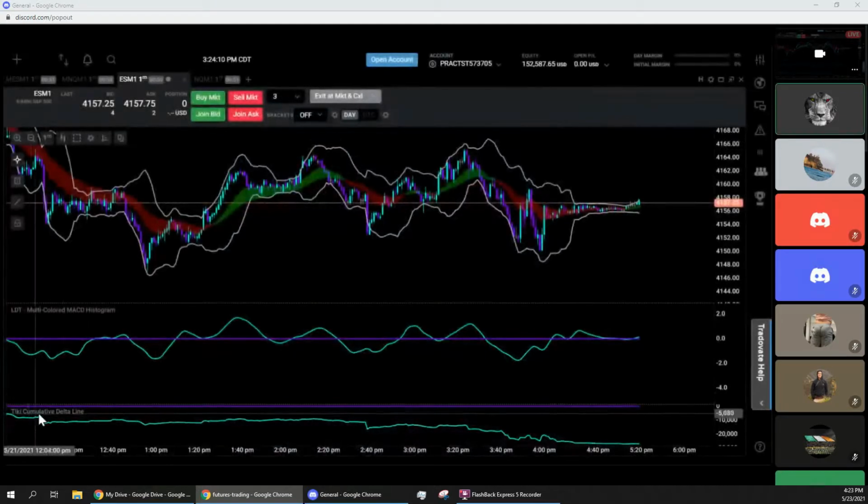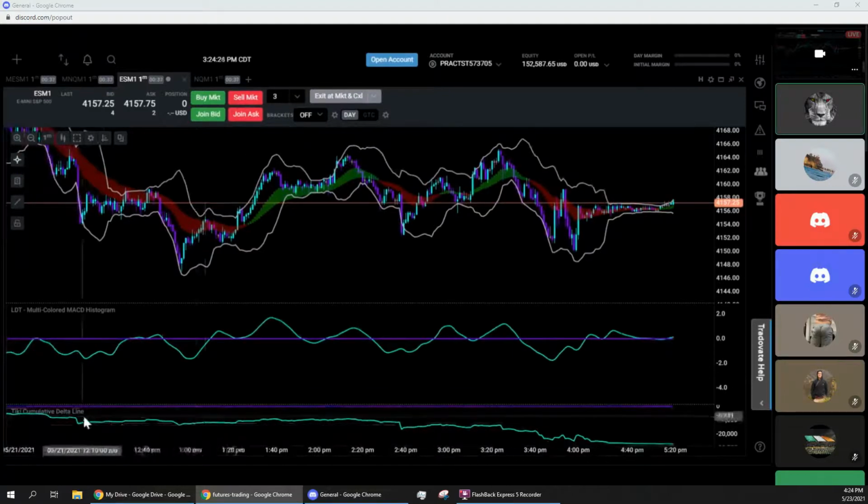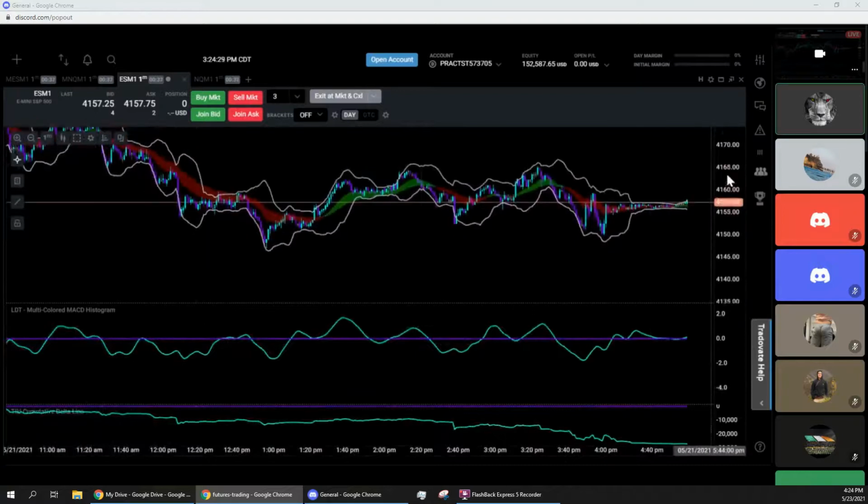And then this here is just the Tiki cumulative delta line, and it's got a 0 line, and then it's got what is deemed as cumulative delta. What I like to do is use this for confirmation, right? We're on a 1 minute chart. That's what we're looking at.